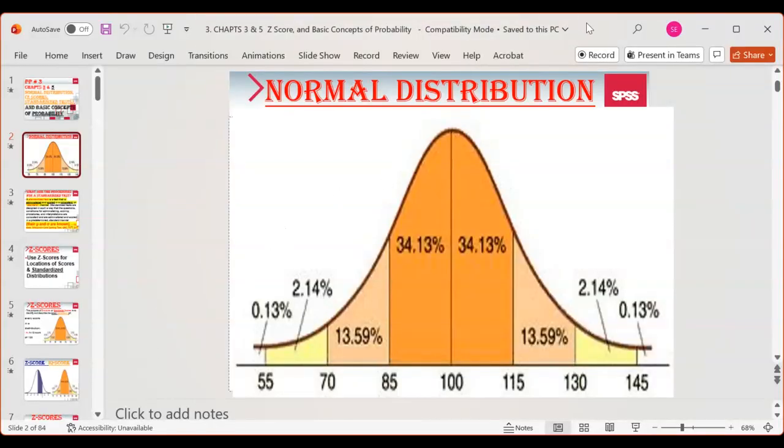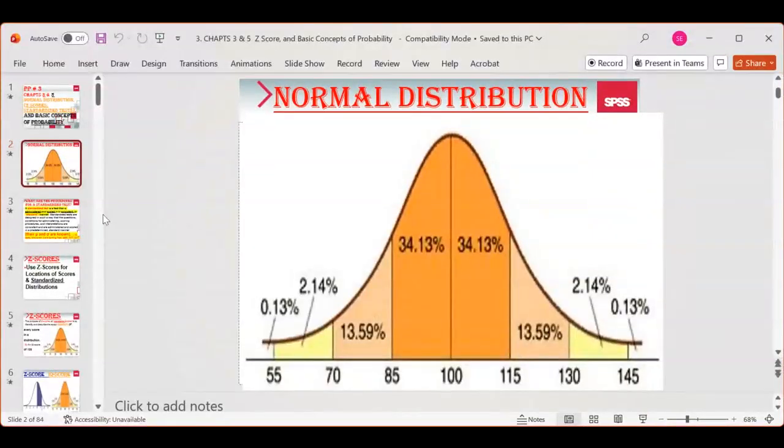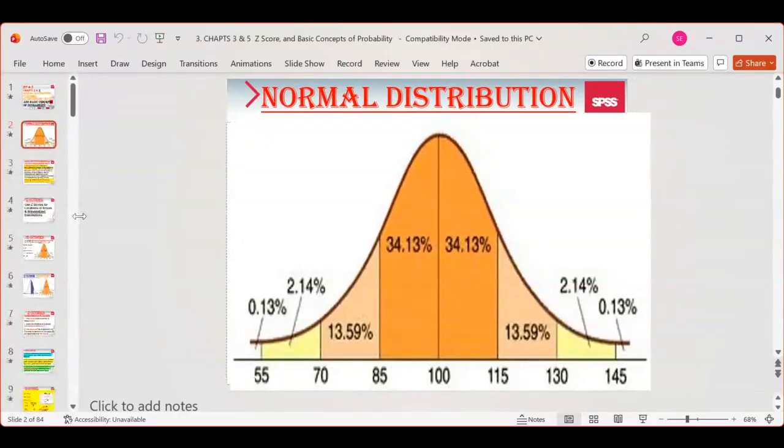Just 1 minute. I have to check something. Okay. Everything is okay. All right. So let's move forward. Let me see if I can make this a little larger. All right. Okay.